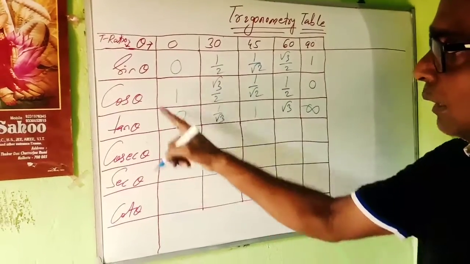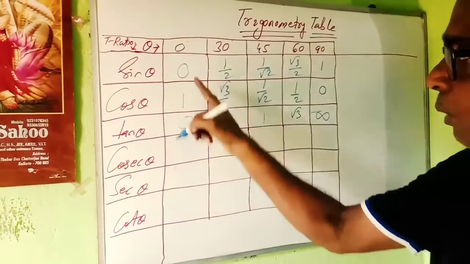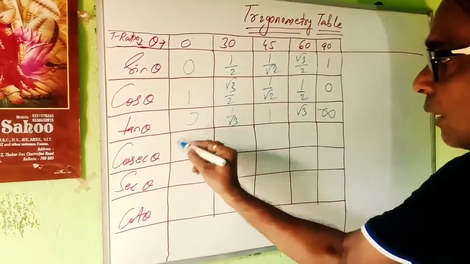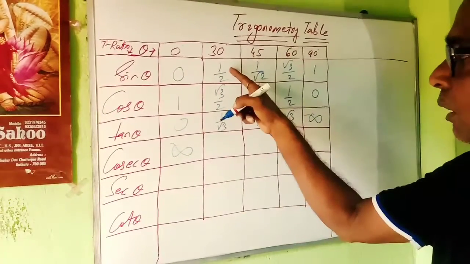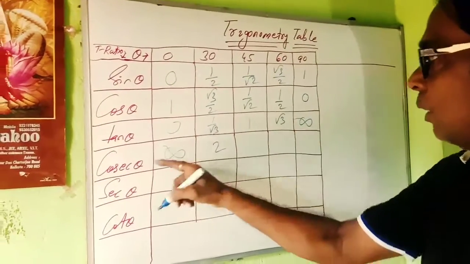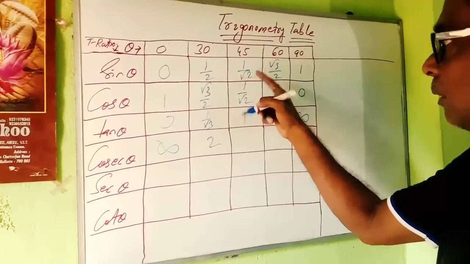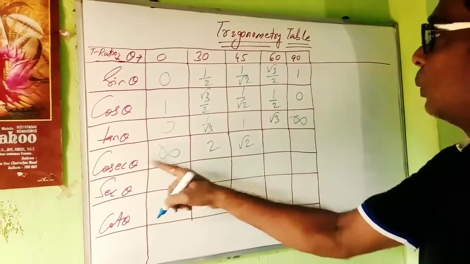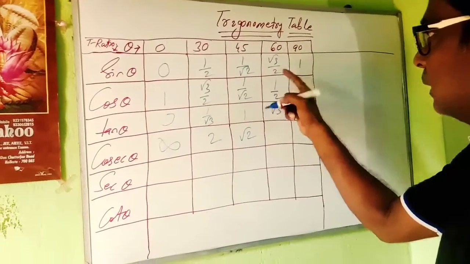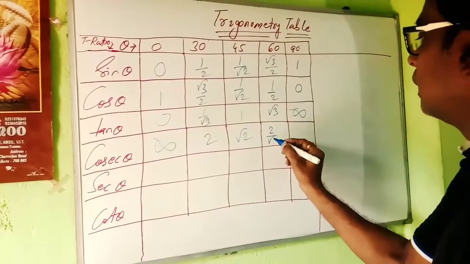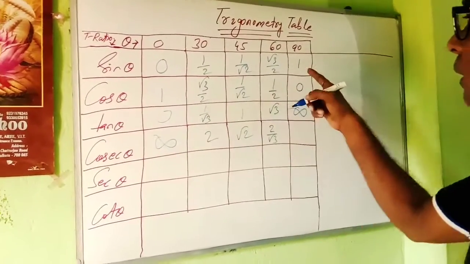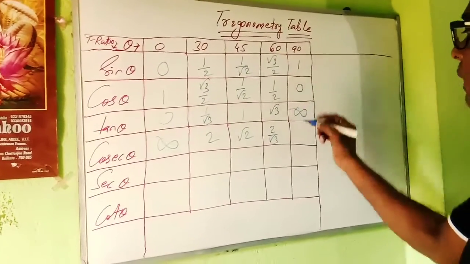Cosec means what? Reciprocal of sin theta. What is the reciprocal of 0? That is not defined. Now cosec 30, reciprocal of sin 30, that is 2. Cosec 45, reciprocal of sin 45, that is root 2. Then cosec 60, reciprocal of sin 60, that is 2 by root 3. Again, cosec 90, reciprocal of sin 90, that is 1.